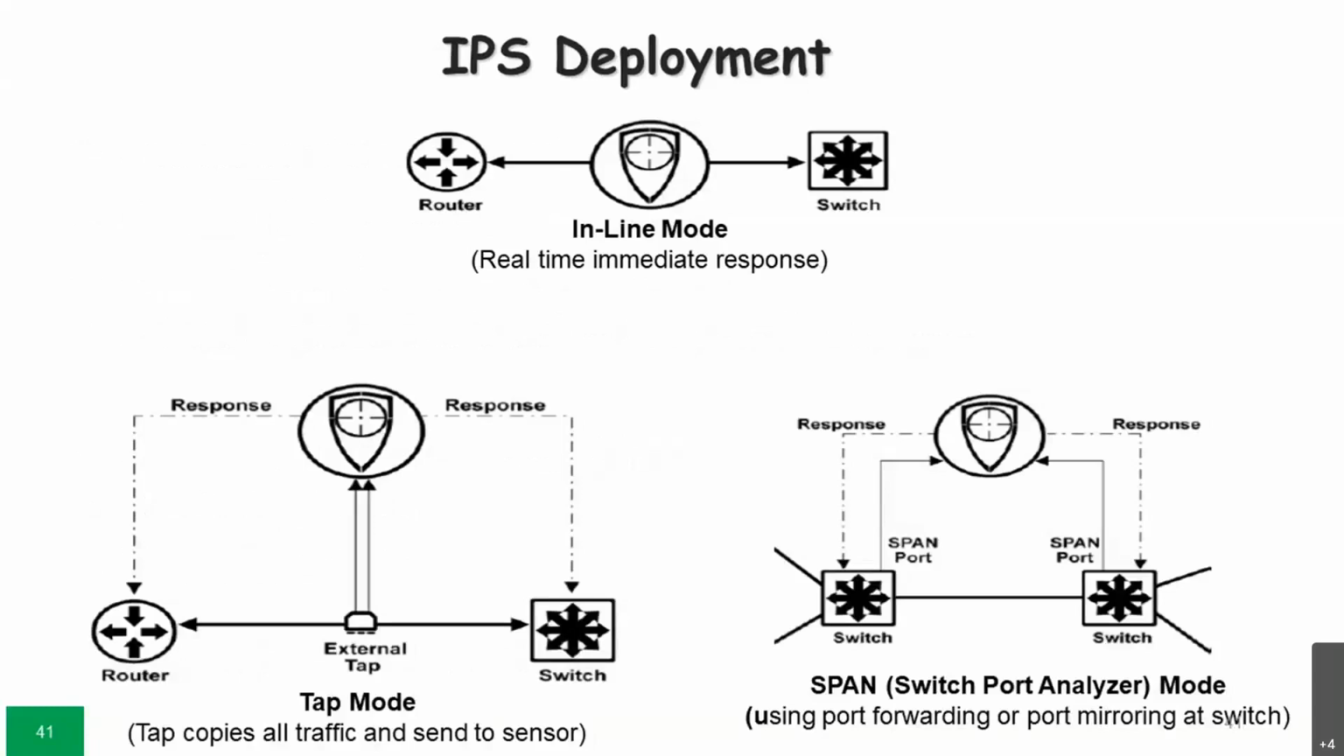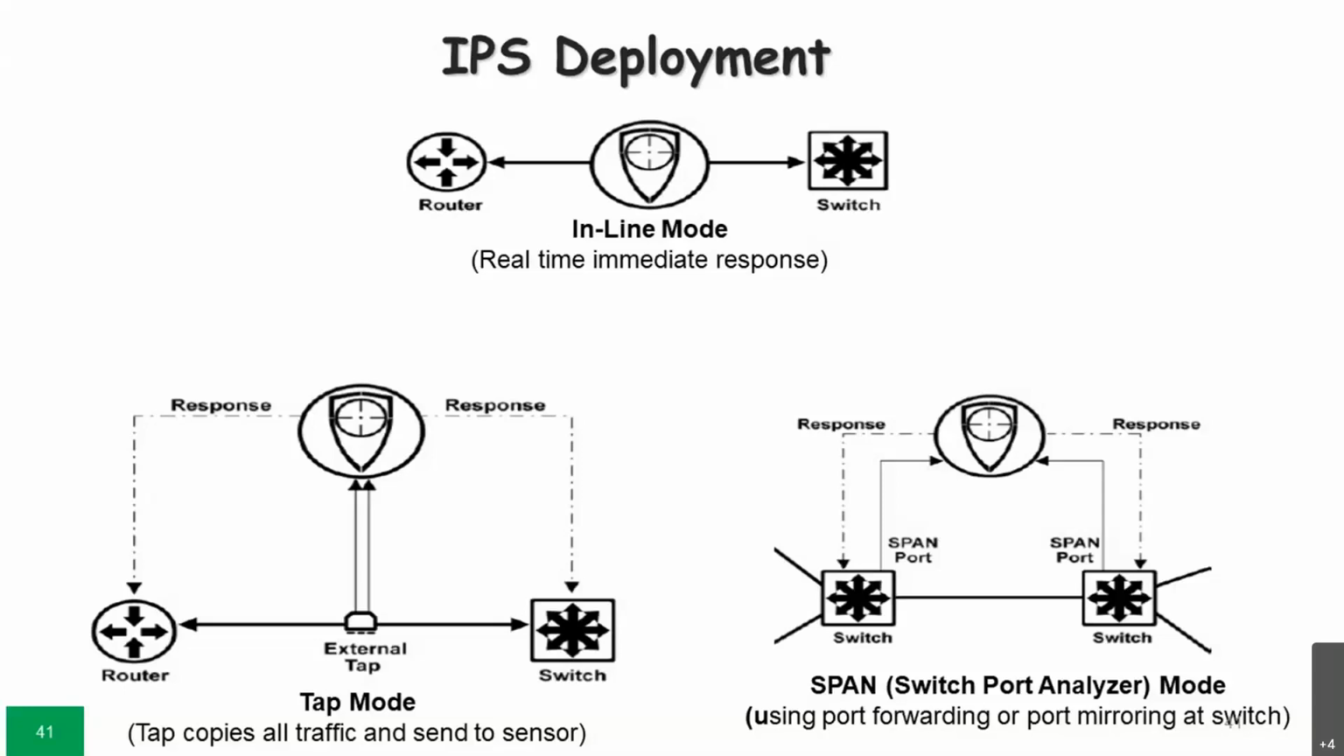Second mode is tap mode. Here it is placed between the router and switch, not inline but as an external device, an external tap. It is used to copy all traffic and send it to the sensor. It copies the traffic, then sends it to the sensor, the sensor replies, and then it is sent to the switch.